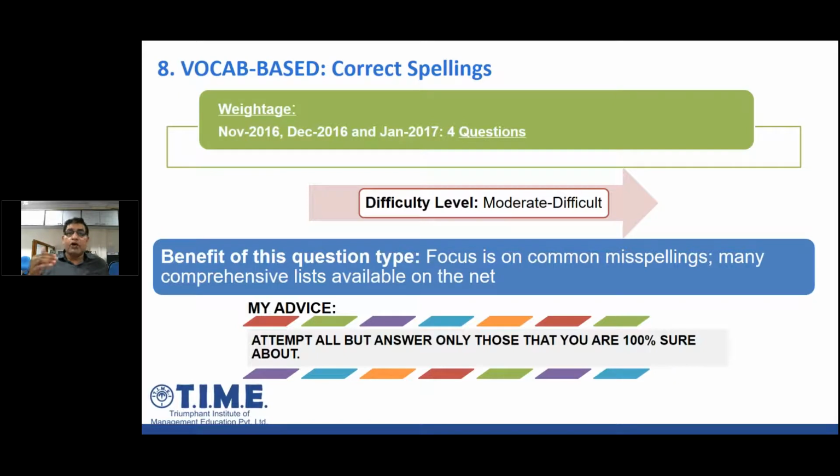So they're not focusing on absurd wrong spellings of any kind of word. They're focusing only on common errors in spelling, the ones that we usually indulge in, like in receive, for example, EI instead of IE kind of stuff. So that's one way of preparation. And the benefit of this question type is the same as the benefit that we have for other vocab questions. And my advice is the same again: attempt all, but answer only those that you are 100% sure.